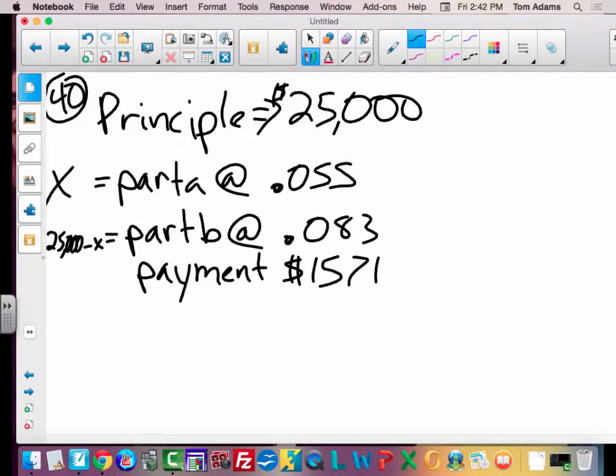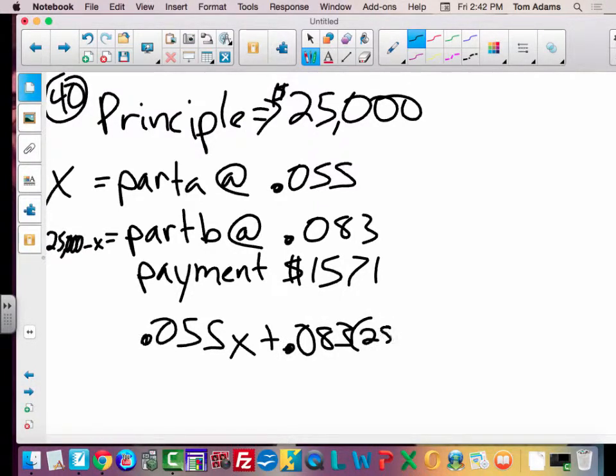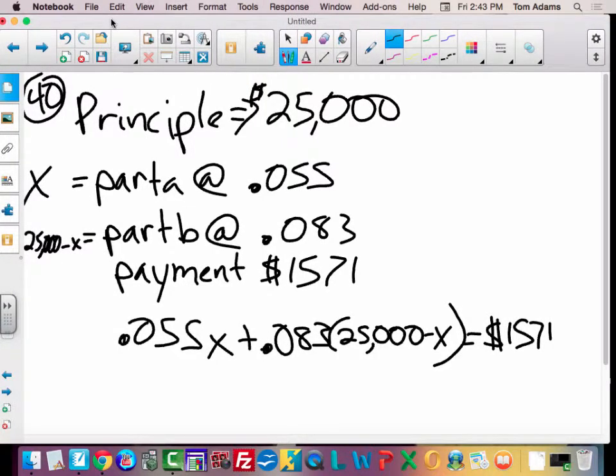All right, so then how do I get the interest? Well, I believe if I take the principal and multiply it by the rate, in other words, 0.055 times whatever amount she chooses, plus 0.083 times this other amount, which we know is 25,000 minus x, it should equal 1571. Does that seem right to you guys? Yeah, looks like the equation. So push this through, tell me what you get.